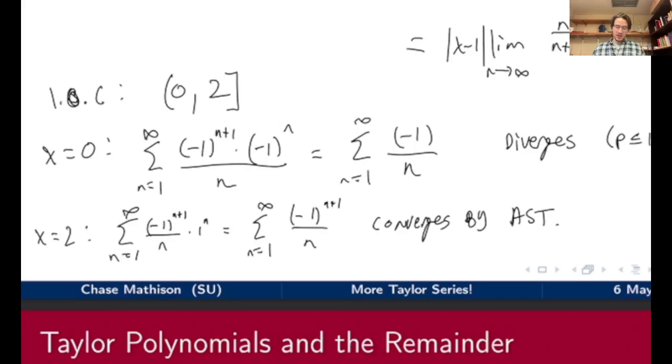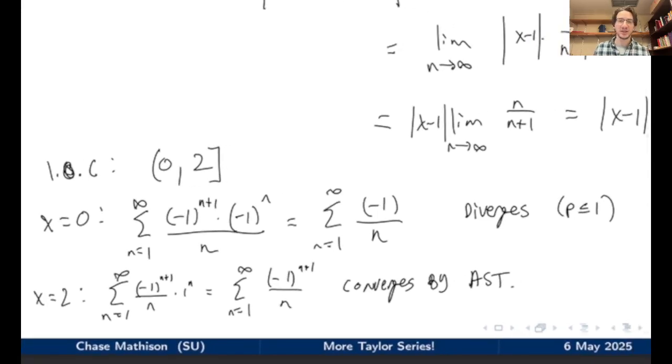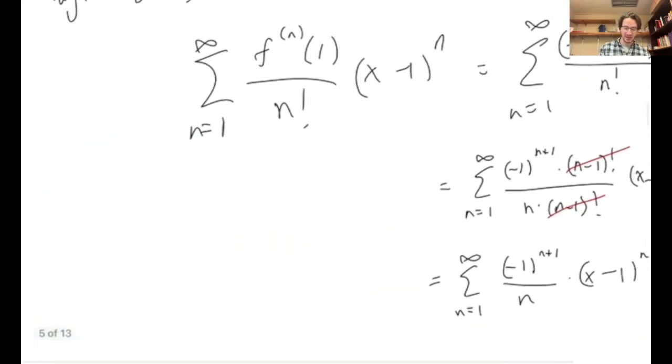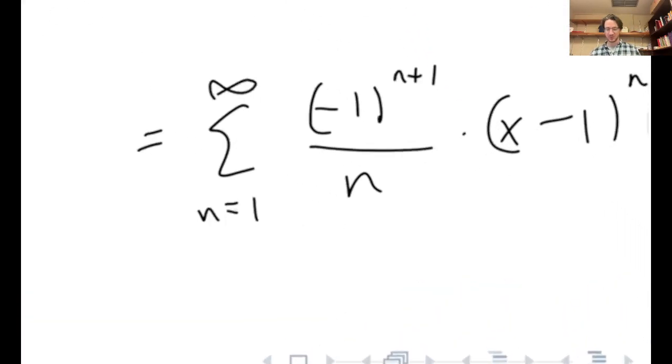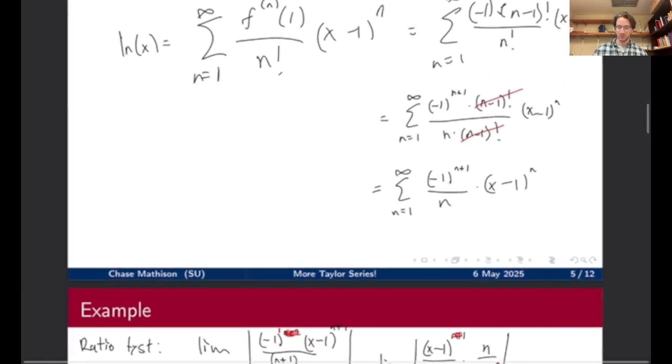Okay. That's the alternating harmonic series, and we already know that that converges to natural log of 2. We know that because if this equals natural log of x, then plug in x equals 2 on the left. It's the same thing as plugging in x equals 2 there, and you get the alternating harmonic series. So pretty cool.